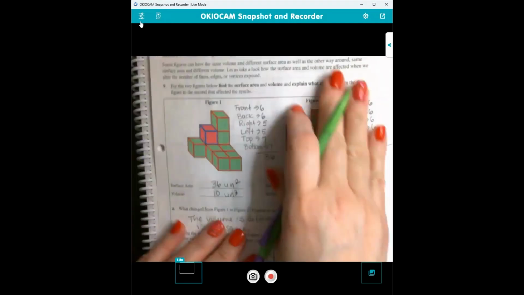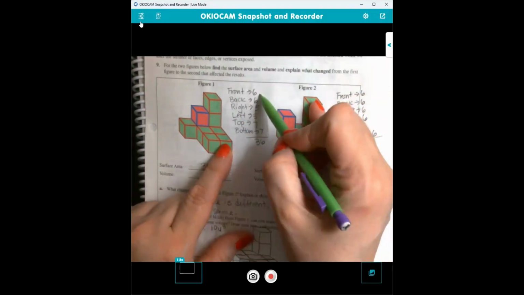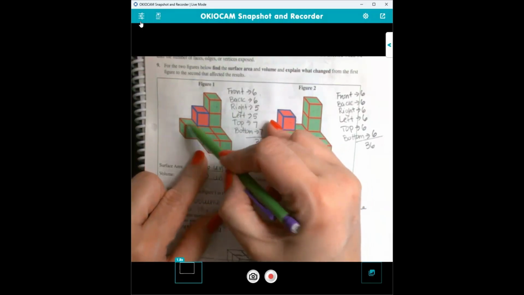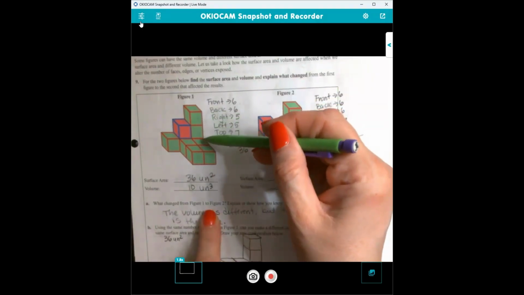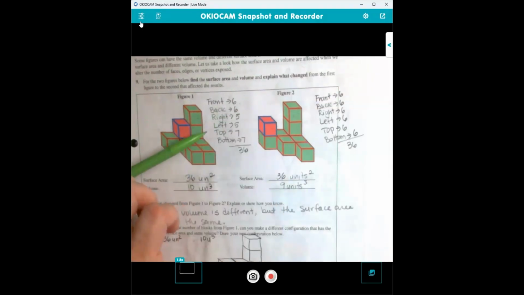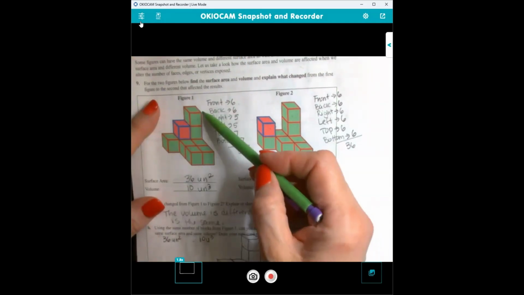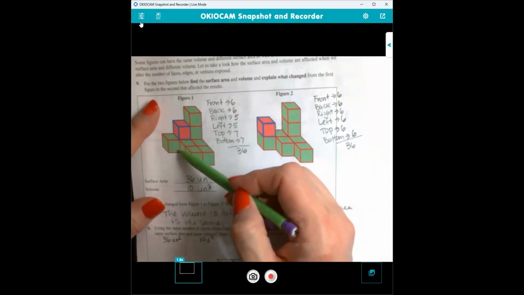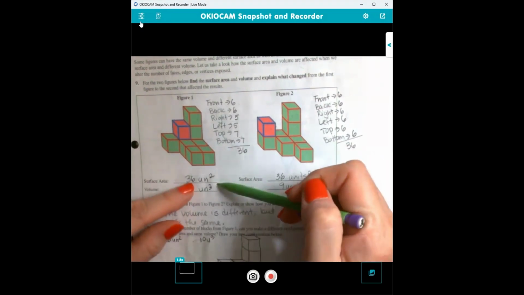So for that, we got the front, 1, 2, 3, 4, 5, 6. That's the front, the one that you see. Then we have the back, which is 1, 2, 3, 4, 5, 6 as well. Then we got the right side, 1, 2, 3, 4, 5. Then we got the left side, 1, 2, 3, 4, 5. And then we got the top, which is 1, 2, 3, 4, 5, 6, 7. And then the bottom, we got 1, 2, 3, 4, 5, 6, 7. So we counted all of them and got 36 unit squares.